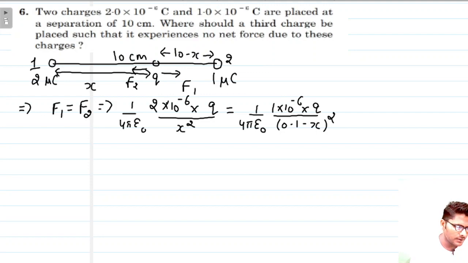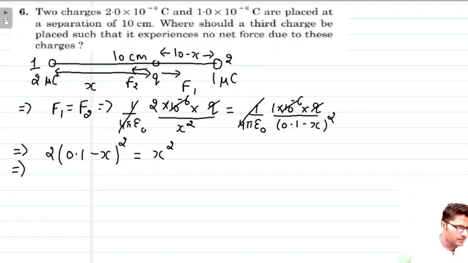So as you can see, many of the things are common on both sides, so we may cancel them. So the term will also get cancelled, and the 10 raised to power minus 6 will also get cancelled. So the equation here becomes (0.1 minus x) whole square should be equal to 2 is also here, and this is x square when it was multiplied. So taking square root on both sides, you may write root 2 into (0.1 minus x) should be equal to x.